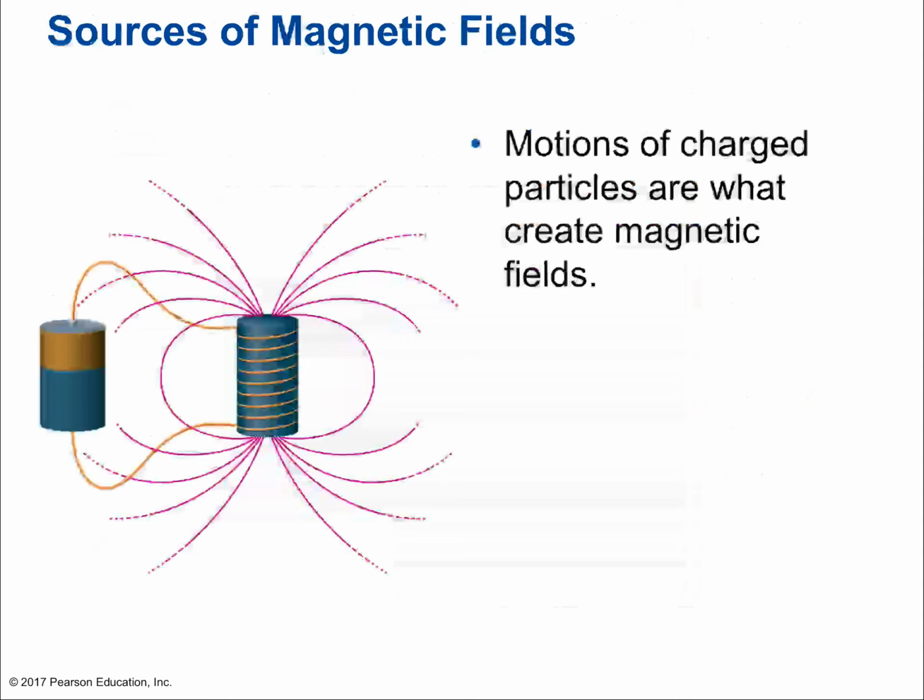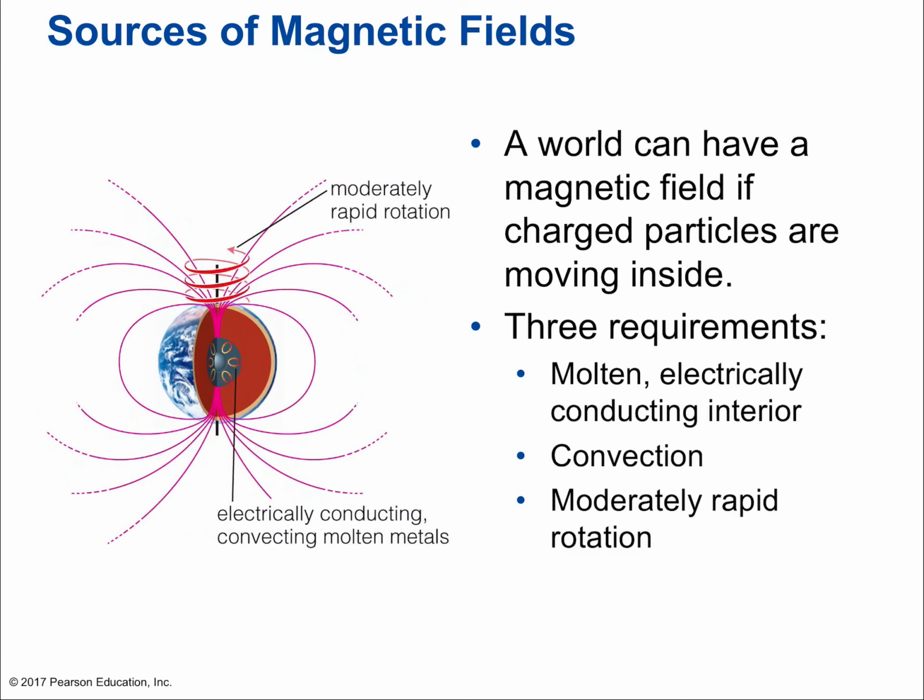Okay, but you can also create a magnet by just running a current through a wire and wrapping that current in kind of a cylinder shape, shown like in this figure. In that case, the pink lines become the magnetic field that you've created with a battery and some wire. All right? Well, the world does the same thing, Earth, that is. A world can have a magnetic field if charged particles are moving inside.